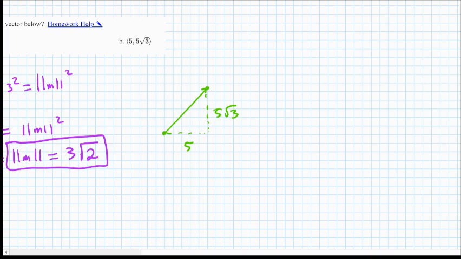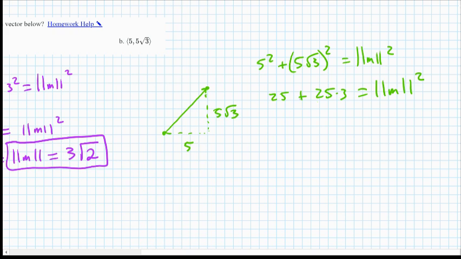So for magnitude, same thing. I'm using Pythagorean theorem here. 25 plus 25 times 3, which is 75. 75 plus 25 is 100. Square root that, and I get my magnitude, which is 10.